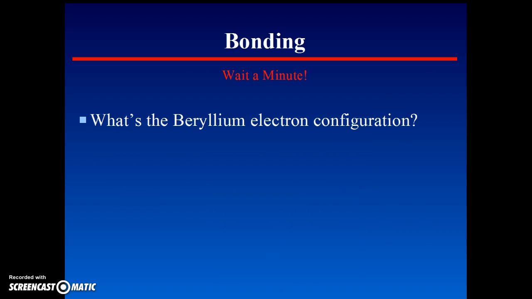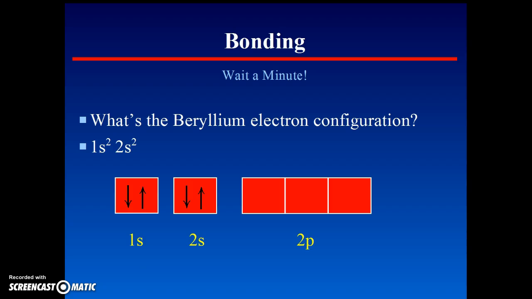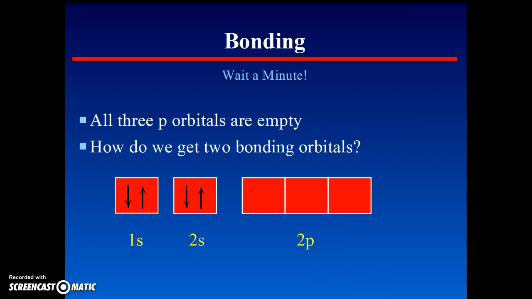But wait a minute. What is a beryllium electron configuration? Well, we know it's 1s2, 2s2. And if we graph that out in boxes, we see all three p orbitals are empty. We've got a full s orbital on the second and first energy level. How do we get two bonding orbitals out of this?